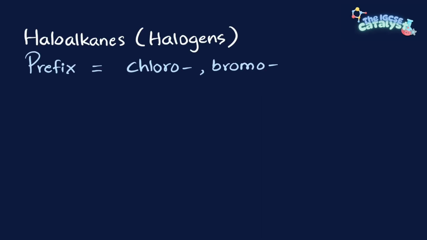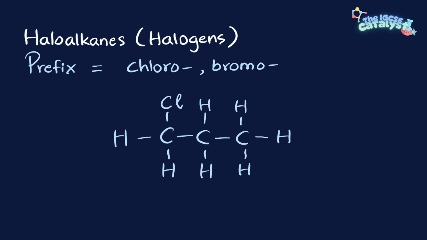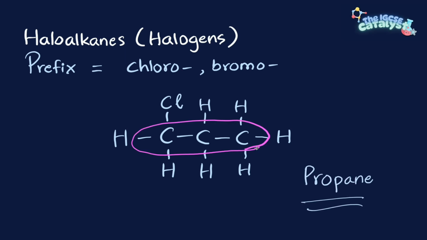Moving on to haloalkanes. These are formed when alkanes undergo substitution reactions with halogens. And the prefixes we will use will include chloro, bromo, depending on the type of atom substituted. Here we have this molecule. First, we will identify the longest continuous chain. We have this chain of 3 carbon atoms, and all the bonds here are single bonds, so we will call this propane. Propane will be the parent chain.